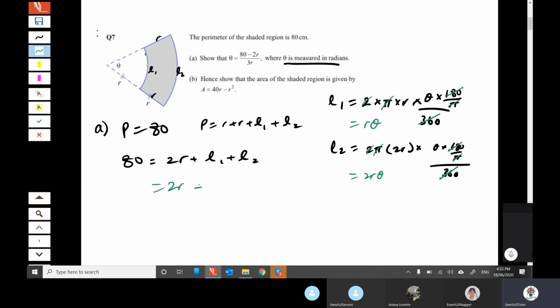Finish it off. You've got 2r plus r theta plus 2r theta. R theta plus 2r theta, I didn't realize this before, but that's just 3r theta. Subtract your 2r and then divide. All right, are we comfortable with that? Everybody?